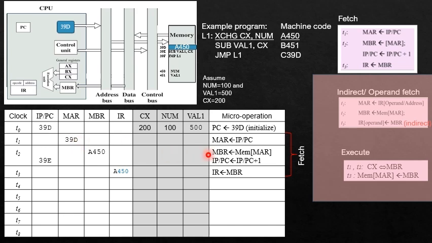So the next micro operation is this pair. The first micro operation is getting the content of the memory at this address. What is this address? You refer to the previous line: it is 390. So the address 390 has this content. This content, A450, will be transferred to MBR, so you write the MBR as A450. In the same clock cycle, we increment the PC to get the processor ready for the next instruction cycle.